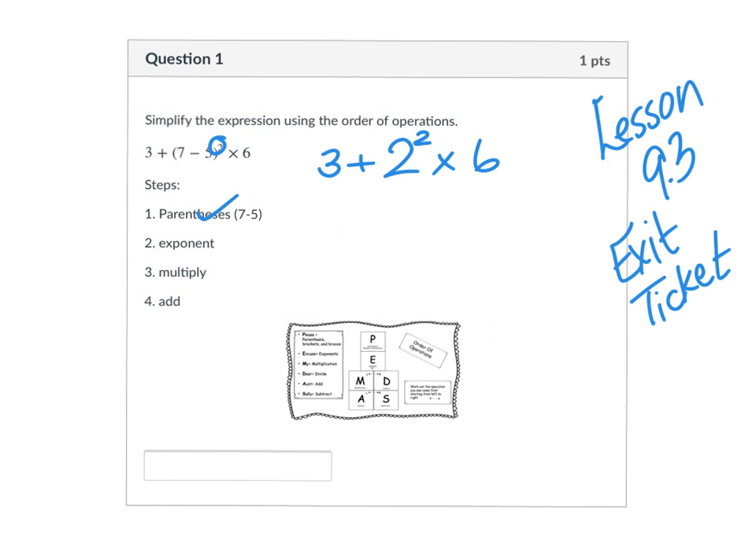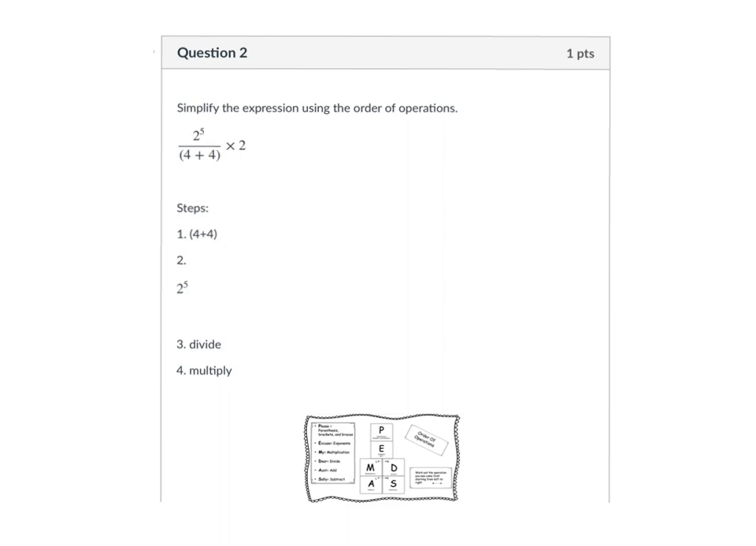Now I'm going to do my exponent, 2 to the second power, so I'm going to keep 3. 2 to the second power is 4. Got that. Now I'm going to multiply, so 3 plus is going to stay the same, but I'm going to multiply 4 times 6, which is 24. And finally, I'm going to add, and my final answer is 27.